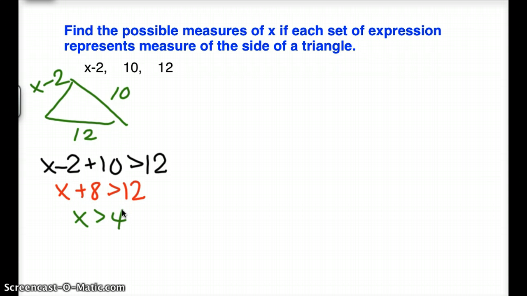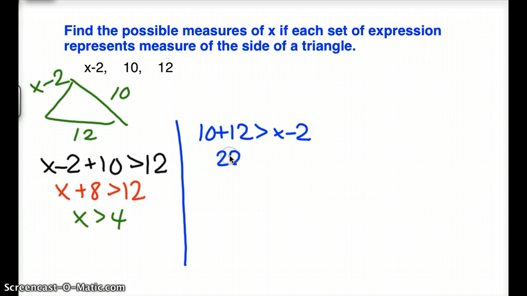So I've done my first two sides. Now I'm going to move on to my second two sides. So I'm going to take my 10 and my 12, and they have to be greater than X minus 2. And you guys, you need to communicate all your mathematics. You need to write down all of this information when you're doing these on the quiz, test, and in your homework. So now I've got 22 has to be greater than X minus 2. And I move my 2, I get 24 greater than X. So X has to be less than 24.